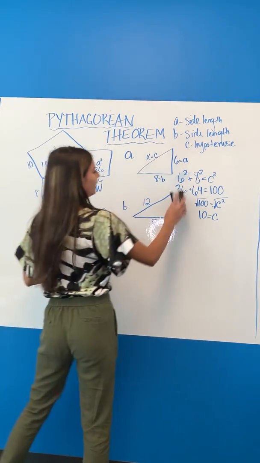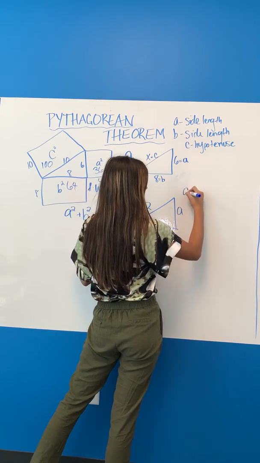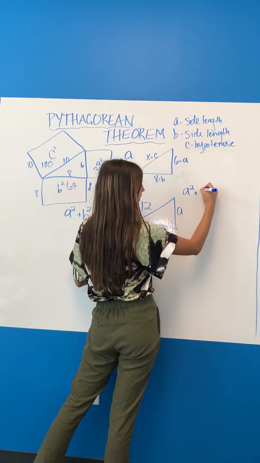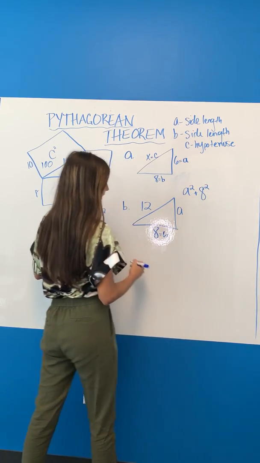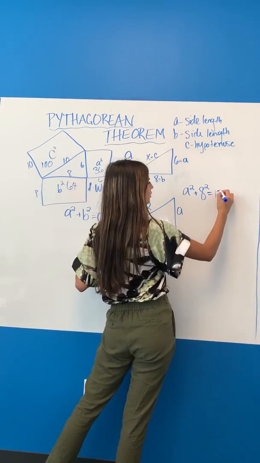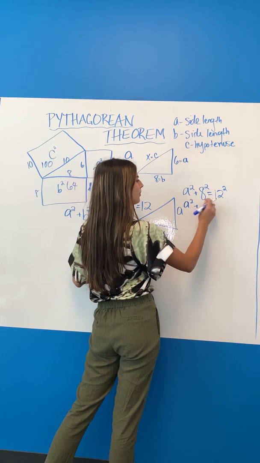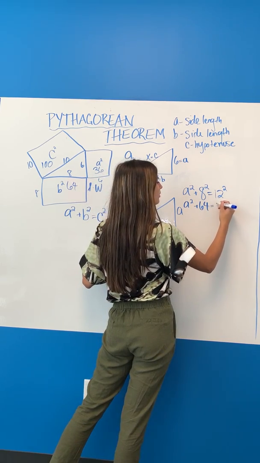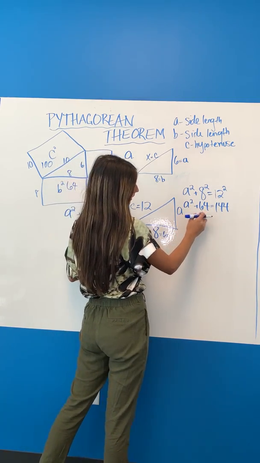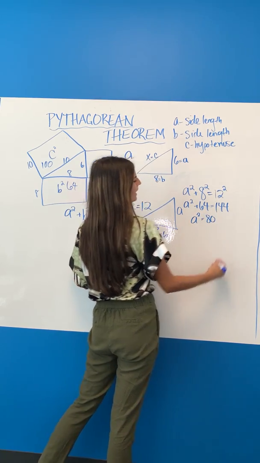All right, and now we're going to talk about the second example. To do the same thing, we're going to take a squared plus b squared, where b is 8, so we take 8 squared, sub that in, and that is going to be equal to our c value squared. Now, this is going to equal a squared plus 64, which is equal to 144. To simplify this further, we can take 64 away from 144, which is going to leave us with 80.